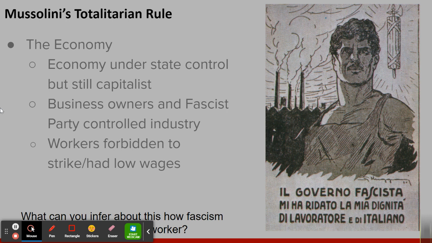The workers in fascism, even though in this poster over here, this is supposed to be the proud Italian worker making the country strong, workers are forbidden to strike. They don't have a lot of wages because you are supposed to go to work for the country, and you're supposed to work as hard as you can at all times.